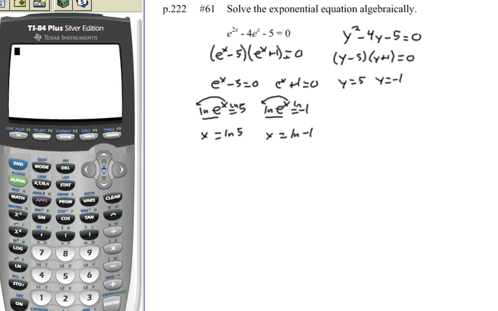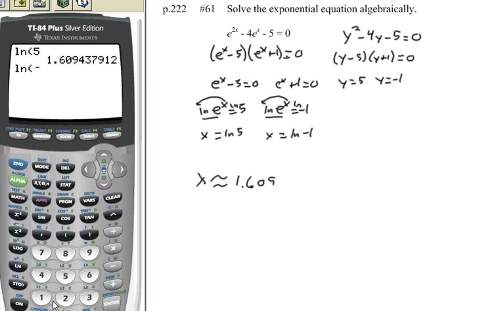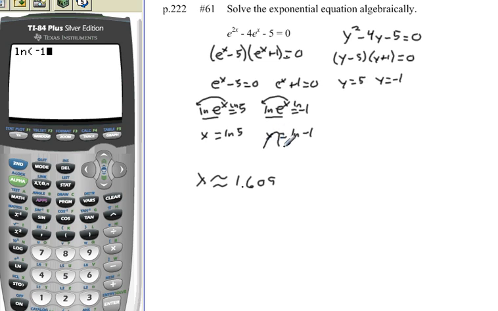Okay, let's get a decimal approximation of these answers. So I'm just going to type in the natural log of 5. So x is about equal to 1.609. And let's find the natural logarithm of negative 1. Hey, I got an error for that. What's going on with that? Natural log of negative 1. Well, we can't take the logarithm or the natural log of a negative number. So anytime we get a natural log of some negative quantity, that will give me a non-real answer. So I've just got one solution here.